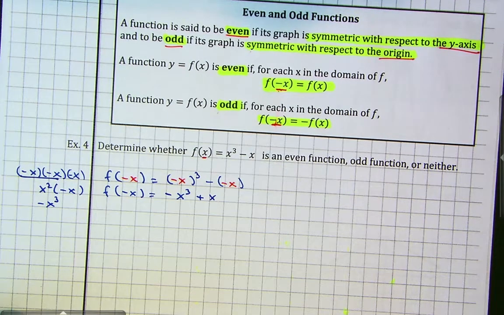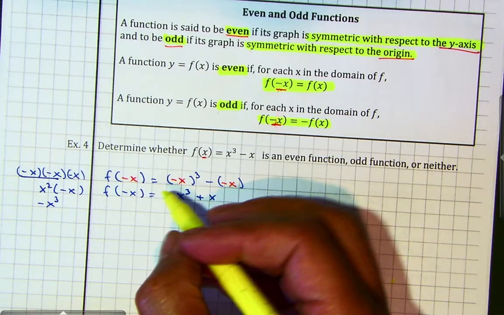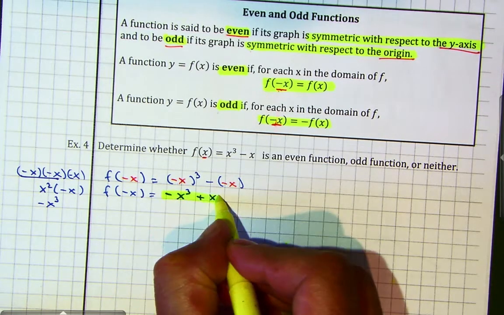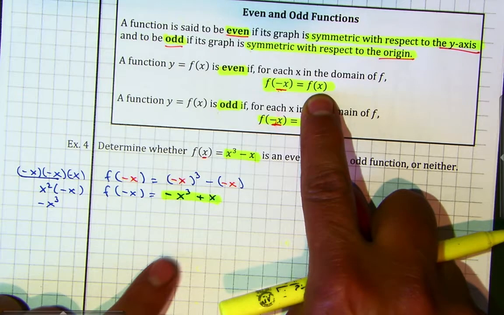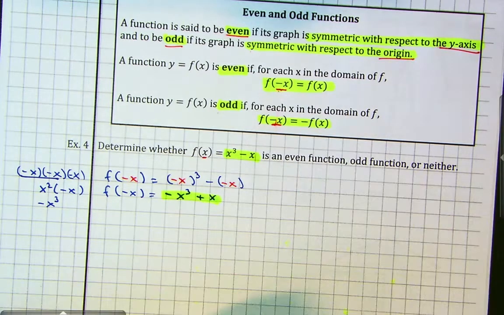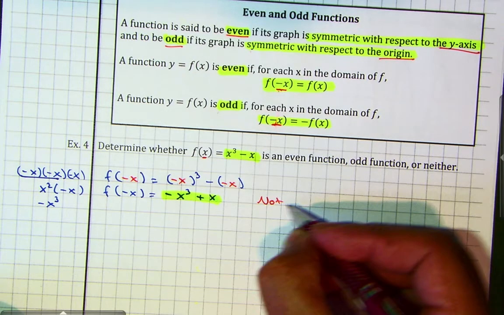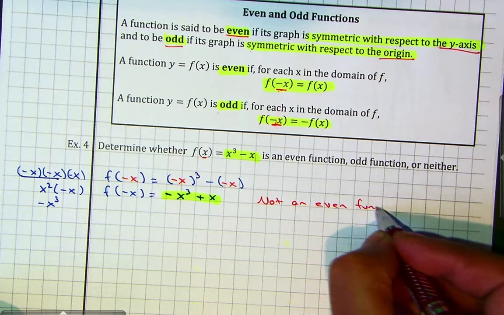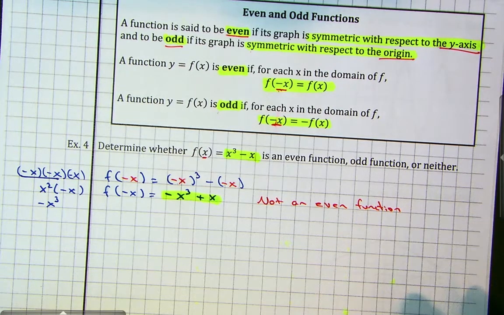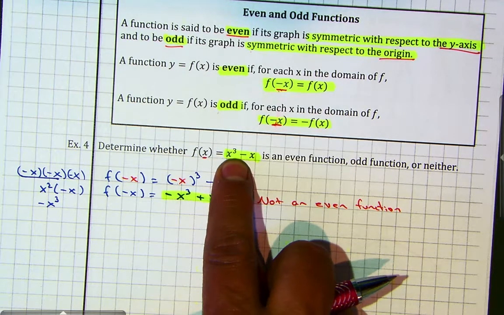So therefore, I need to check, did I end up with the original function? No. So therefore, I know that this is not an even function. Because if it was even, at this point, this would be exactly the same as the original function, just like it states here.